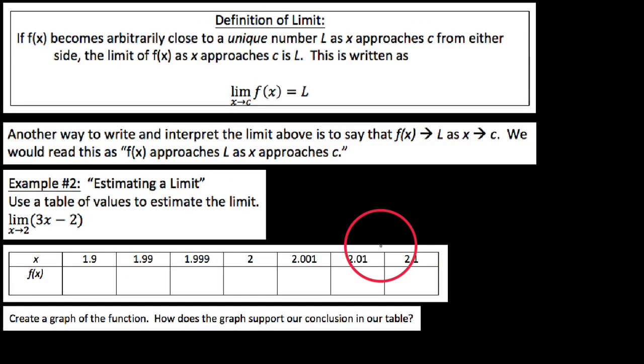Okay, YouTube, in our last video we started to discuss the concept of a limit, but in this video we're going to formally define what we mean by a limit here. And so let's go ahead and start by looking at the definition of what we call a limit.